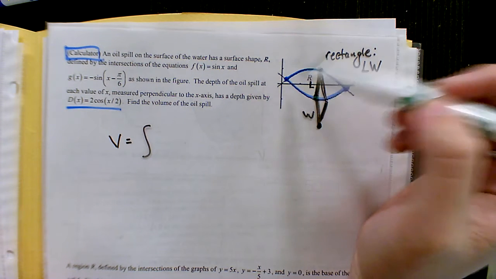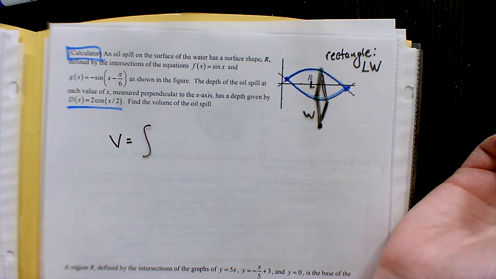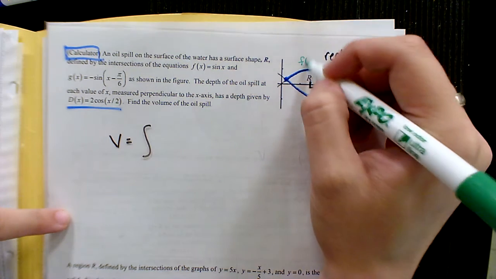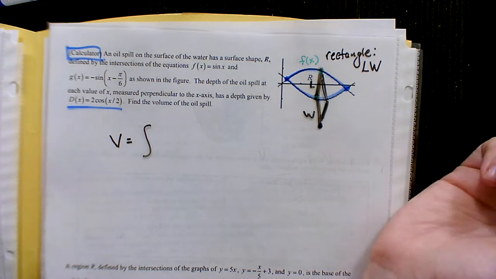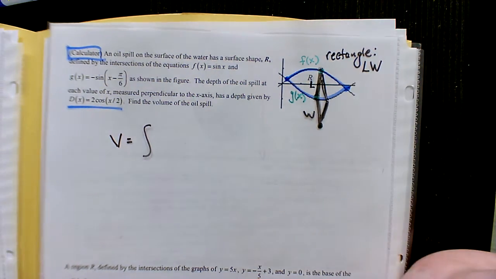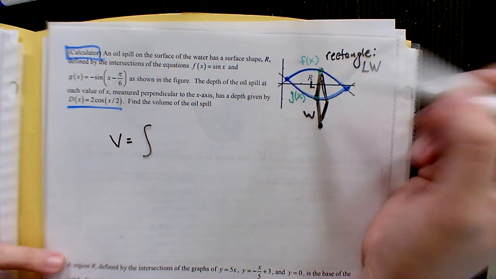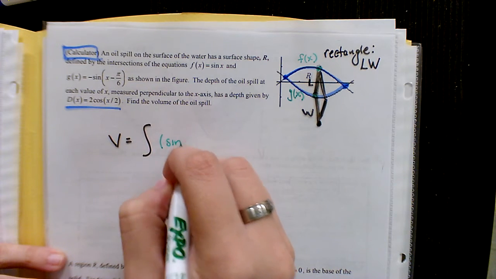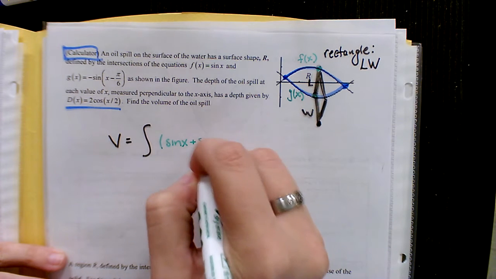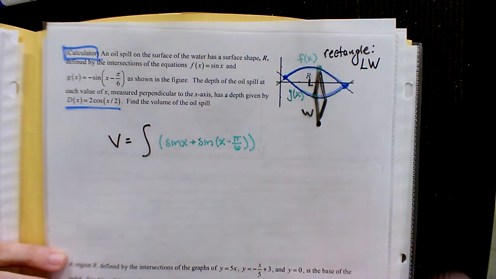Can we perhaps label which equation is which? Which equation is the top function, which one's the bottom for this pond? Go ahead, Caitlin. Sine is the top one, and then the opposite of sine equation would be the bottom one. Okay, so to identify the length, we would need the top function minus the bottom. So we would have sine of x minus that negative sine function, so that would actually change to a plus. That's your length.